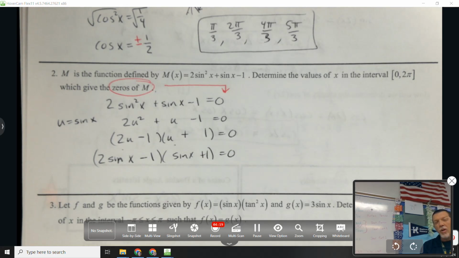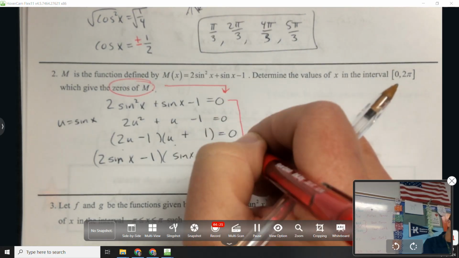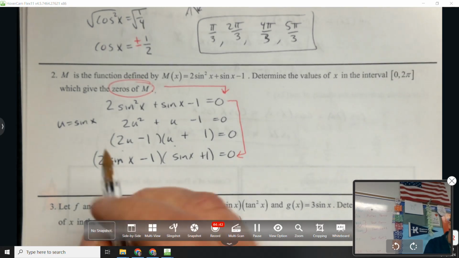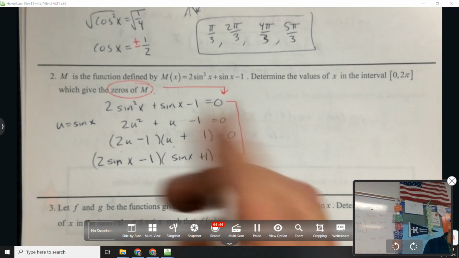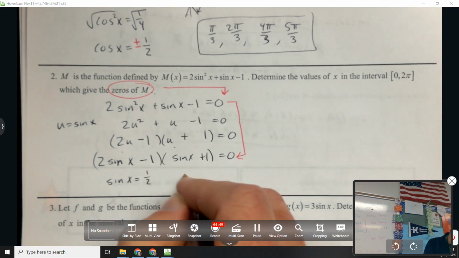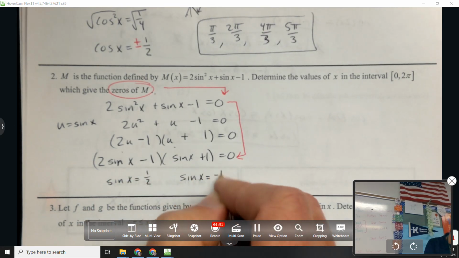My hope really is that many of you are probably going to skip the u substitution business and just factor the thing. But occasionally you get one that looks weird or you can't figure it out, and seeing it with u's maybe simplifies it. Your brain recognizes it a little quicker. So, do what you need to do. If you need the u's, use the u's. If you can skip over that, skip over that. Set each factor equal to 0. So sine of x equals 1/2, and sine of x equals negative 1.